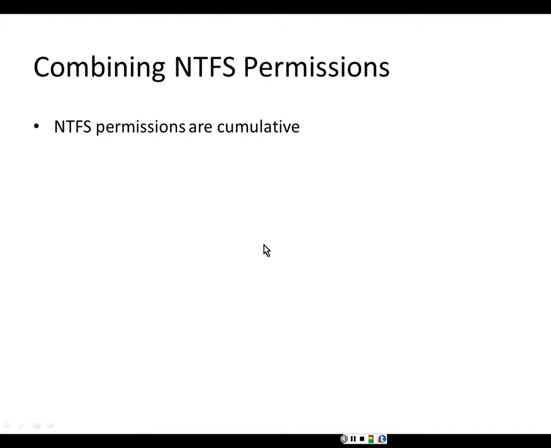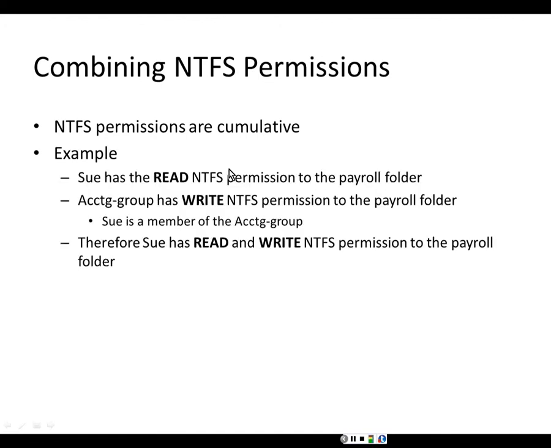Now let's discuss NTFS permissions. NTFS permissions are also cumulative, meaning if a user has permissions and a user is a member of a group, then the user will have both permissions added up. So if Sue has the read NTFS permission to the payroll folder and the accounting group has the write NTFS permission to the payroll folder, and Sue is a member of the accounting group, then Sue will have both read and write NTFS permissions to the payroll folder because NTFS permissions are cumulative.